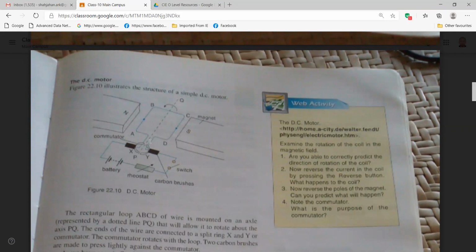Then you draw the circuit. Then your drawing is 90% done. After that, you just carefully draw this split ring commutator. You see, there is a gap in between these two parts, left side and right side. The black one is carbon brush, and it is attached to the commutator. That's it. The other things you know, battery you know, rheostat you know. Rheostat means variable resistor.